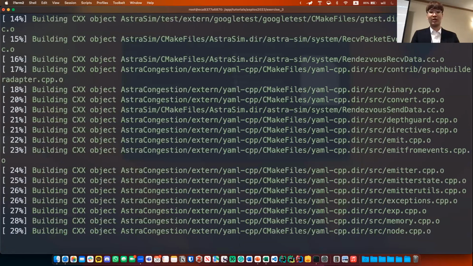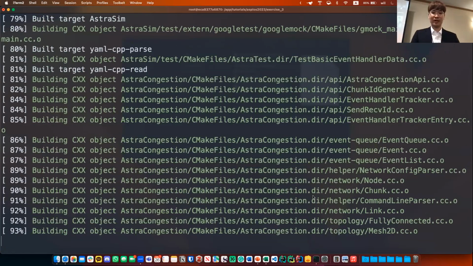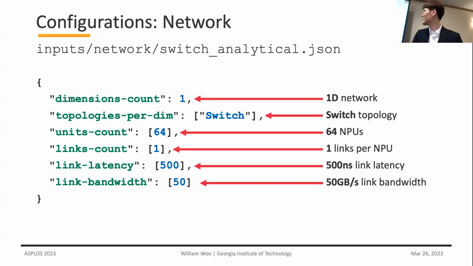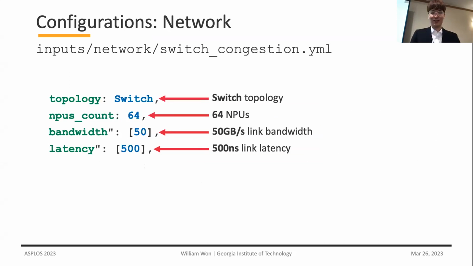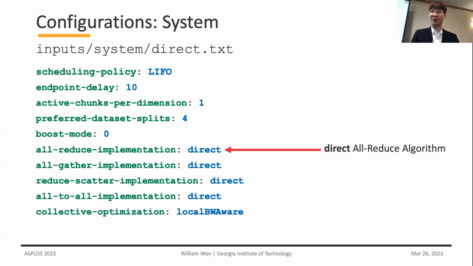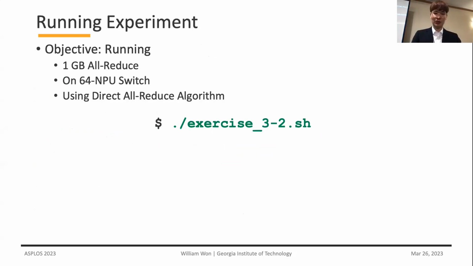So I compiled the congestion backend. And this is the target system we want to simulate. We want a switch with 64 NPUs whose bandwidth is 50 gigabytes per second. And this is the corresponding network input file for the congestion backend, which becomes much simpler. So this is a switch topology with 64 NPUs with the same 50 gigabytes per second bandwidth. And we want to run the direct all-reduce algorithm. So this is the system input file. And with that, I will run the final demo.